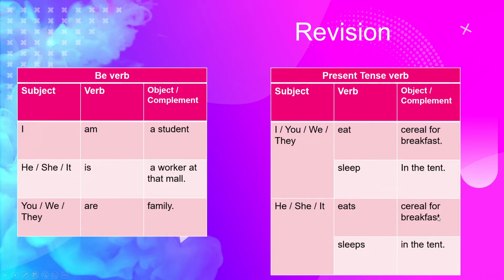And then at the back is the object complement. So over here, you need to know the difference between the be verb and the present tense verb. So over here, the be verb refers to am, is and are. The verb in present tense refers to the action verb, kata perbuatan.